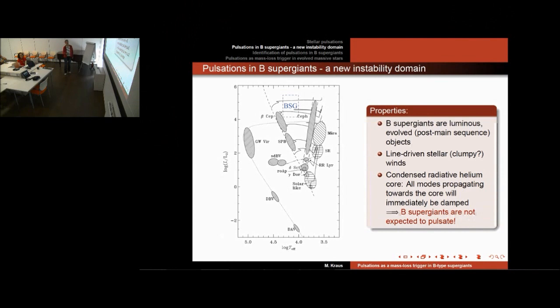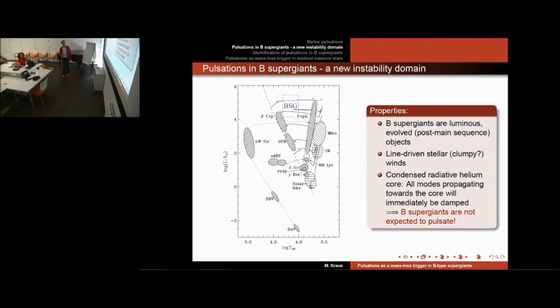Also, these stars are known to have line-driven winds. It was recently found that these winds are heavily clumped. These are all things that make this star very different from all the other stars on the HR diagram.